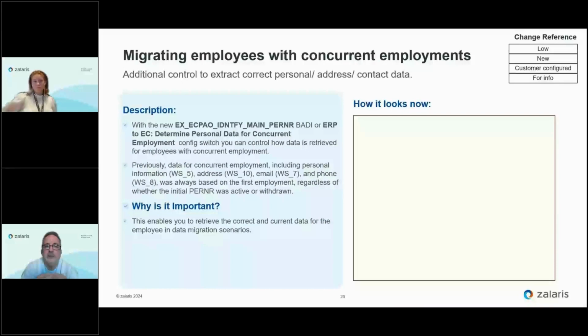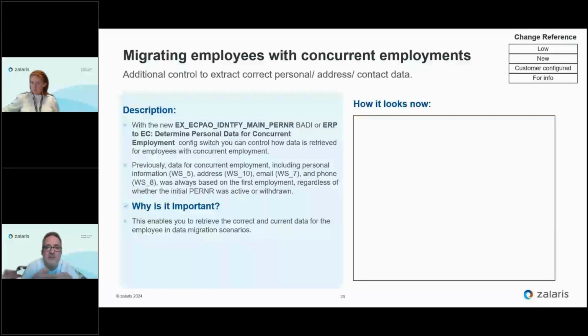So, migrating employees with concurrent employment. Again, the focus here really is migrating data out of a SuccessFactors system into another system. The BAdI that's available there now has finer control over the sort of data which is shared across concurrent employment. That's stuff like personal info and address info, and the contact info like email and phone.